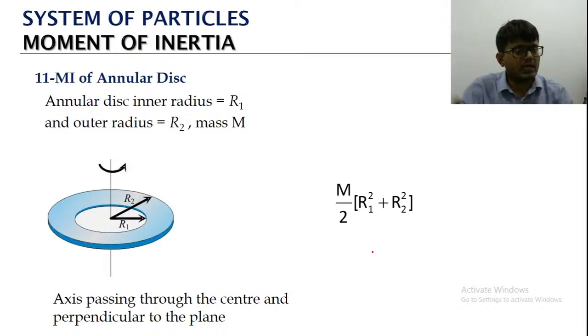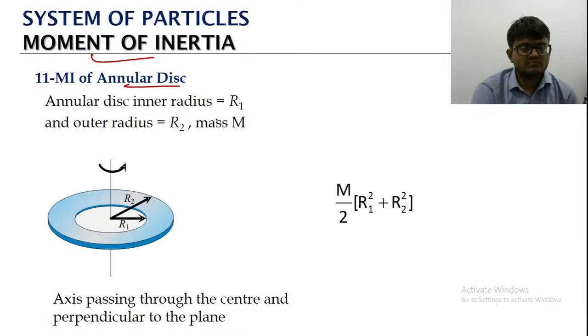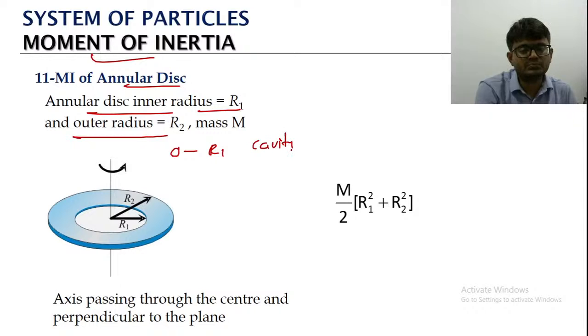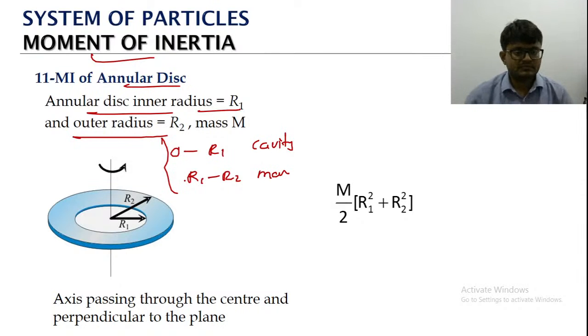Now we will move on to the other type of shapes. If you have an annular disc, what does it mean? A disc which has an inner cavity. The inner radius is R1, the outer radius is R2. So 0 to R1 is the cavity. R1 to R2, this is where we have the mass. That is what we call the annular disc. Mass of this is also given.